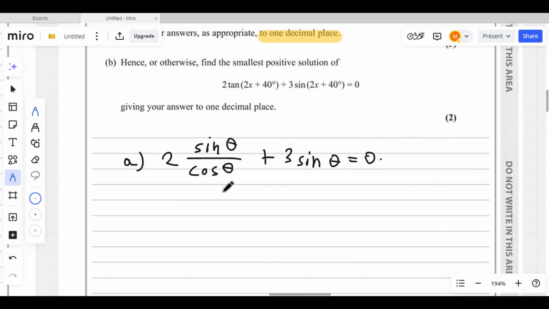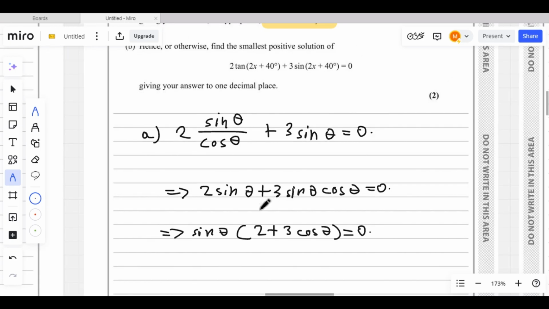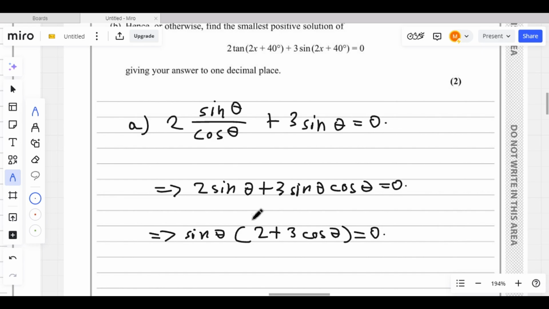Now what we can do, we can multiply both sides by cos theta. So you will get 2 sin theta plus 3 sin theta cos theta equals 0. That's it. Now we can take sin theta common from there. So if you take sin theta common, you will get sin theta times 2 plus 3 cos theta equals 0. So we got two terms there, both in product form, and their product is equal to 0.